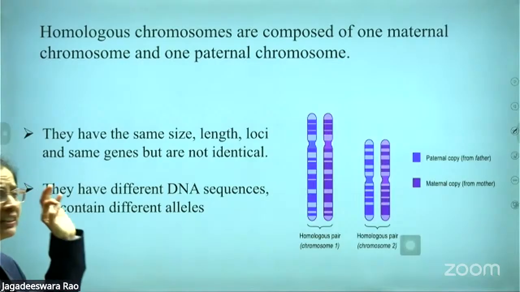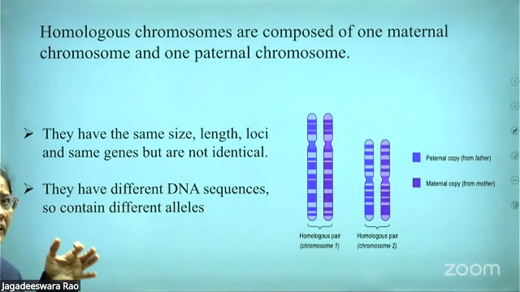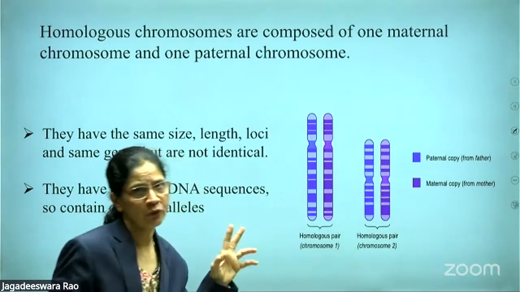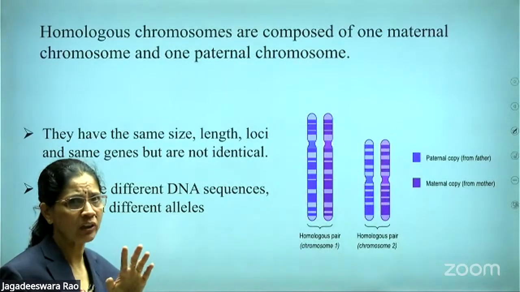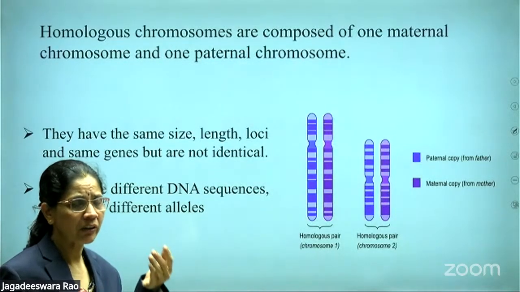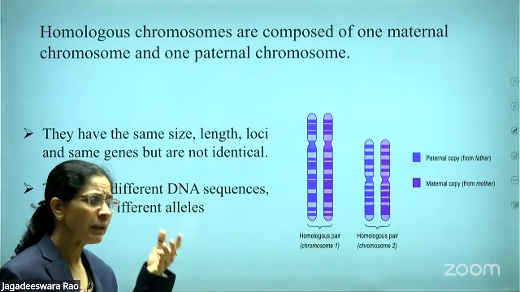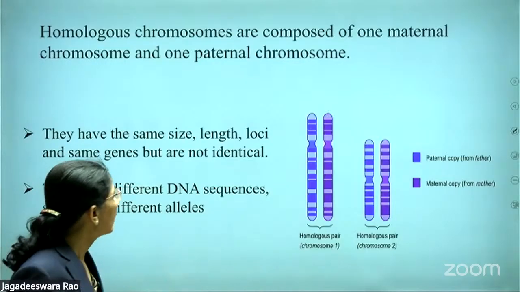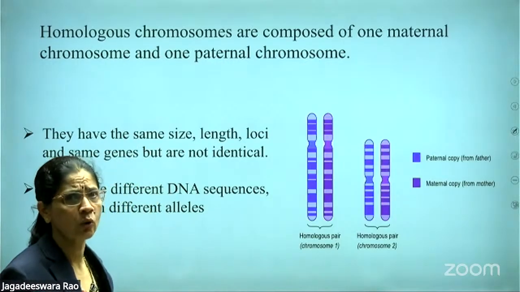Okay, there is a term called homologous chromosomes. You know very well, whenever fertilization occurs, two gametes have to fuse. Both the gametes, one is male gamete, another one is female gamete. Male gamete comes from the father, that is called paternal, and the female gamete comes from the mother, that is called maternal. So both the gametes have chromosomes.